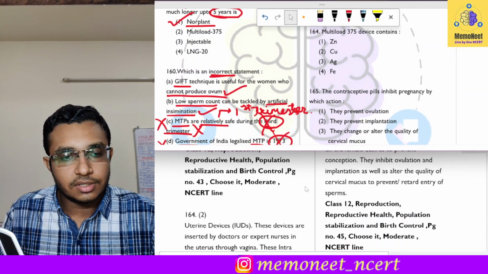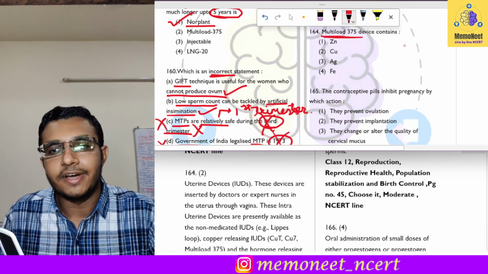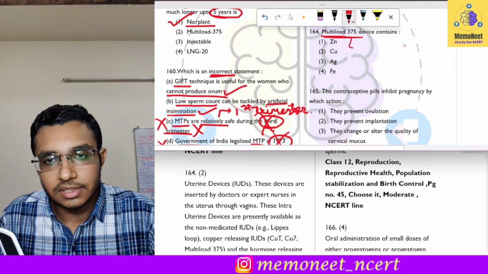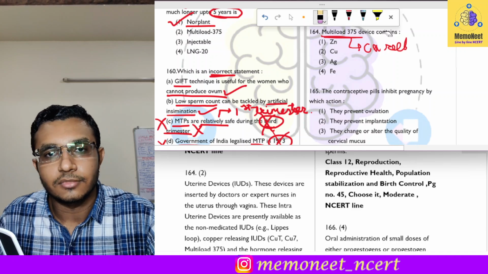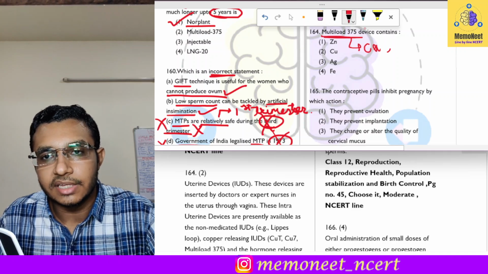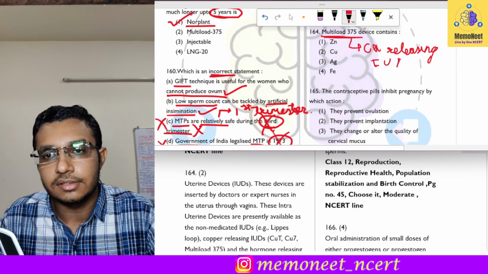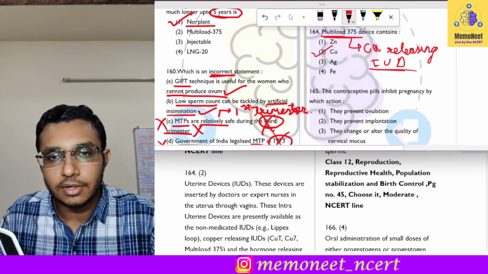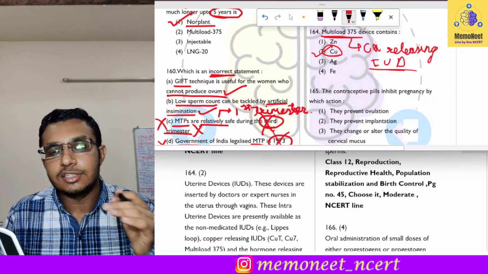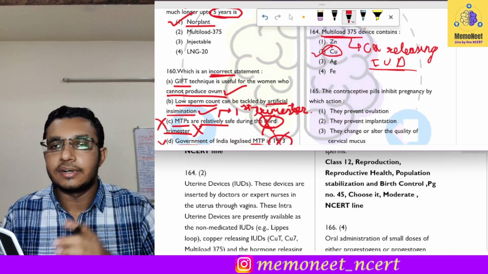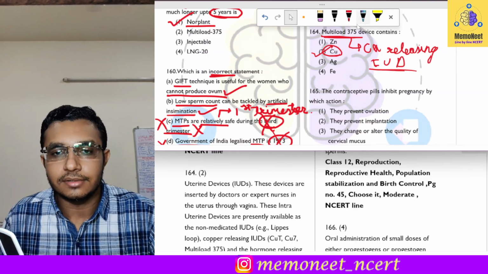The next question is question number 164. It states that multi-load 375 device contains what? Now multi-load 375 is an example of a copper releasing intrauterine device. Therefore, it contains what? It contains copper. And these copper ions retard the sperm motility and decrease the fertilizing capacity of the sperms. So the correct answer of this question is option 2, that is copper.